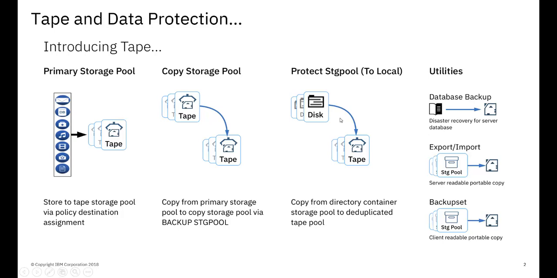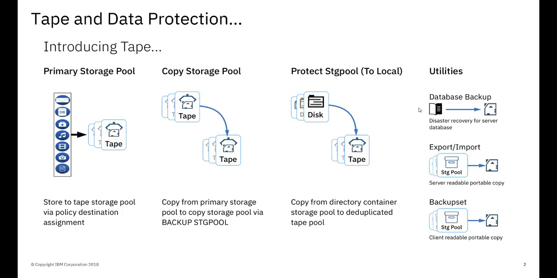We also have the command protect storage pool, which is for our new directory container storage pools. It allows us to copy deduplicated data out to tape so that we do have a secondary copy if something happens to your primary directory container storage pool.